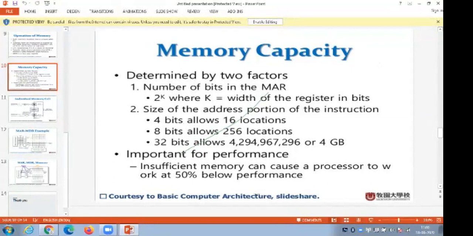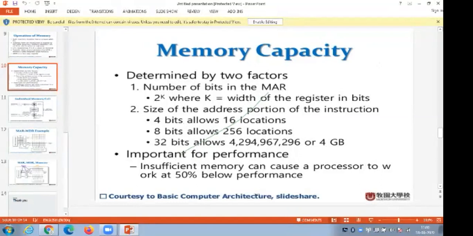Each cell has a number called an address. Every cell has a number, defined as an address, by which the program can refer to it. If a memory has n cells, then the addresses run from 0 to n minus 1.